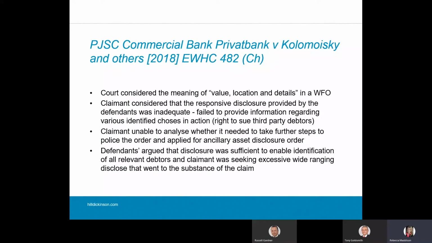The claimant considered that the responsive disclosure provided by the defendants was inadequate, as it failed to provide information regarding various identified choses in action, that is, the right to sue third-party debtors, thereby rendering the claimant unable to analyse whether it needed to take further steps to police the order. The claimant therefore applied for an ancillary asset disclosure order. The defendants argued that the disclosure they had given was sufficient to enable identification of all relevant debtors, and the claimant was seeking excessive, wide-ranging disclosure that went to the substance of the claim.